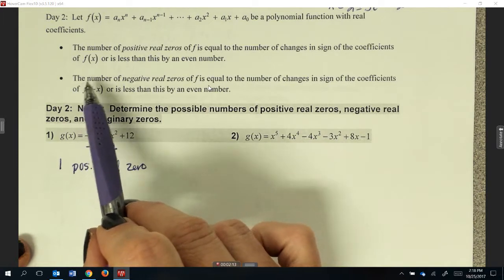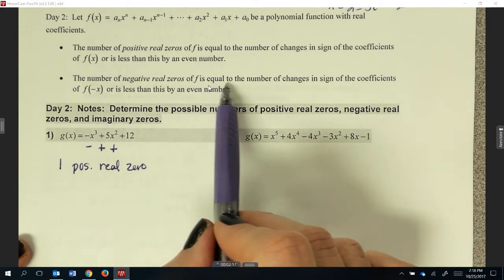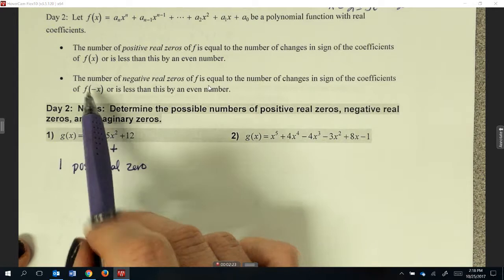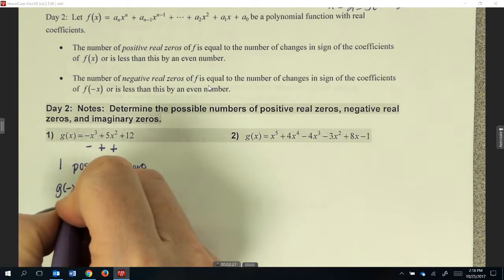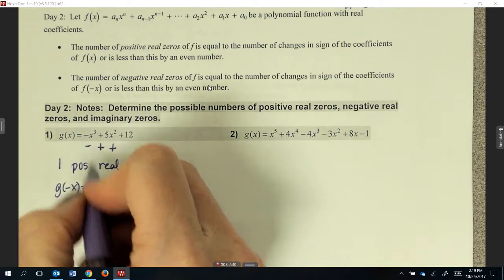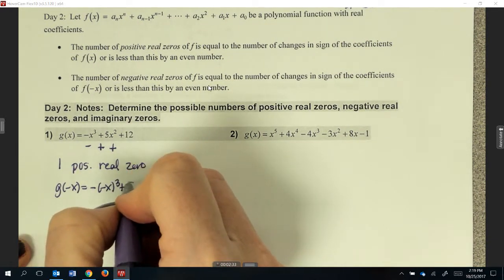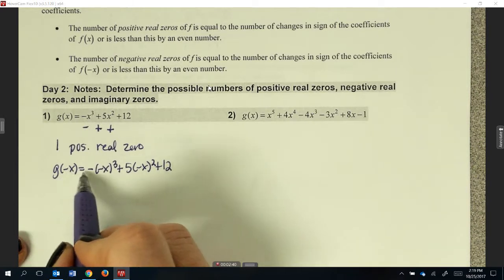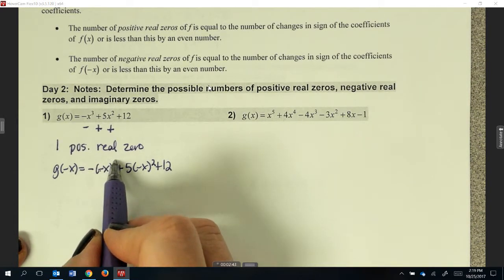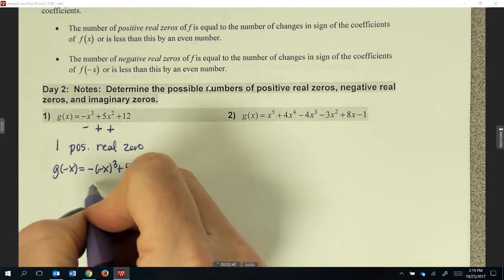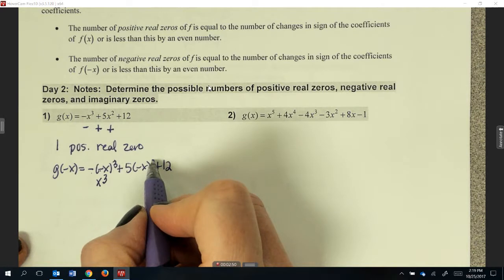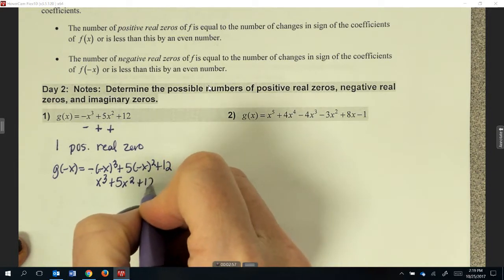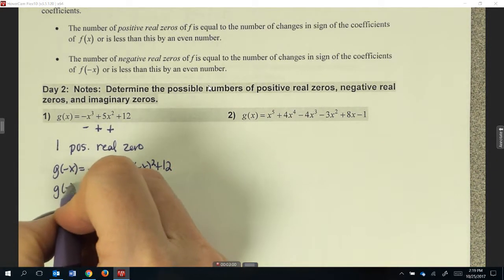Now, the next part of this says the number of negative real zeros of the function is equal to the number of changes in signs of the coefficients of f of negative x. So now I have to take my function, and wherever I see an x, I have to replace the x with a negative x. All right, so if I do this, look what happens. I'm going to have a negative x to the third, that's negative, times a negative, that becomes positive. Negative x squared is positive, times positive 5 is positive. And plus 12. This is what I get for f of negative x.